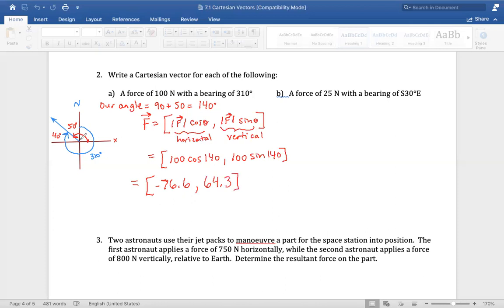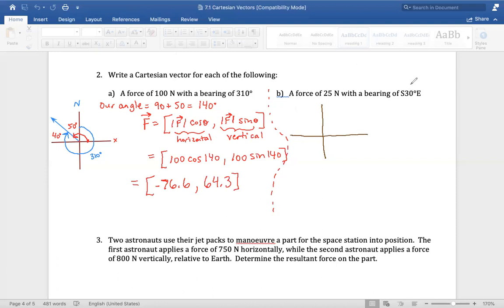So again, if we think about it, if I start at the origin, this is left and right. So left, negative 76.6 horizontal units, and then up 64.3 units. So I'm moving horizontally a little bit more than I'm moving vertically. I end up at the head of my vector. So that makes total sense, right? Let's try one more. So again, sorry, this is all part of A. Let's draw our vector.